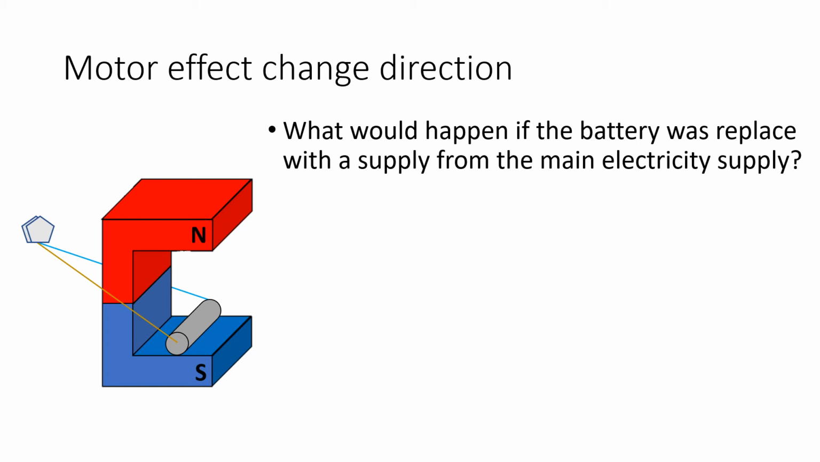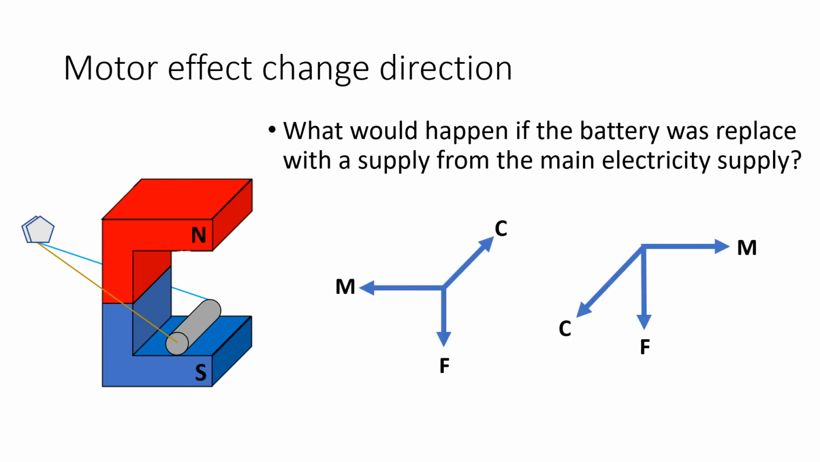Well, if you were to supply electricity through the mains, we would switch from a DC supply, direct current from the battery, to an AC supply, an alternating current. That means that the current would continually be changing direction.